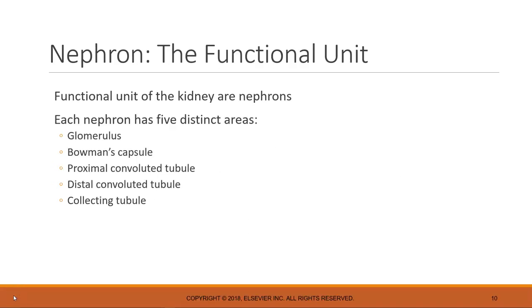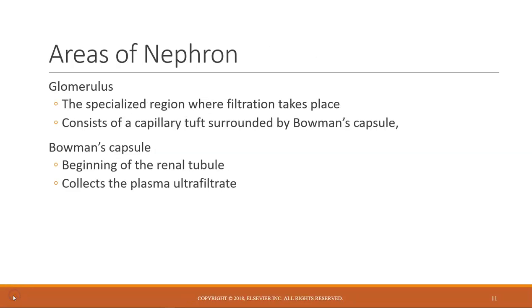Each nephron has 5 distinct areas, and I want you to know what these are and what the function of each one is. The glomerulus, the Bowman's capsule, proximal convoluted tubule, distal convoluted tubule, and collecting tubule. You'll need to be able to diagram these and or label these on a diagram. The glomerulus is the specialized region within the nephron where filtration takes place. This consists of a capillary tuft surrounded by Bowman's capsule. Bowman's capsule is the beginning of the renal tubule, and it collects the plasma ultrafiltrate.